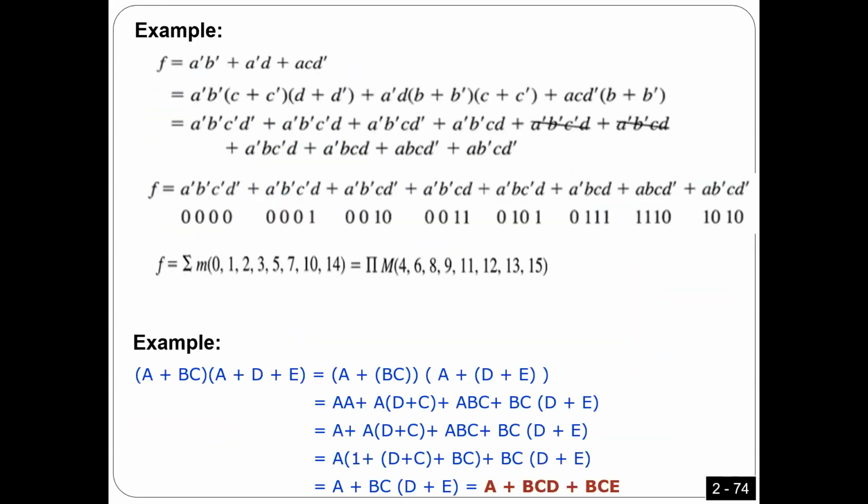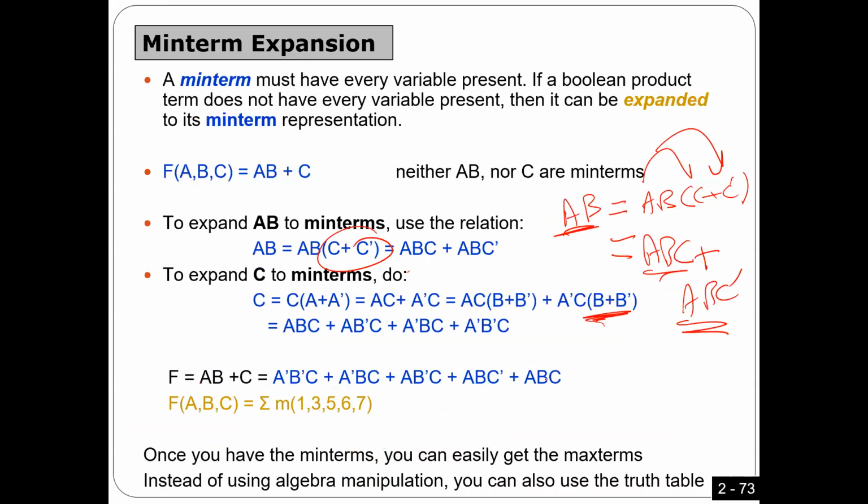So let's start, for example, with this one here. This one is actually number 7. Why? Because it's 1, 1, 1, which gives you 7. What about this one? It's actually 1, 1, 0. Any complement gets 0, because this is the way.